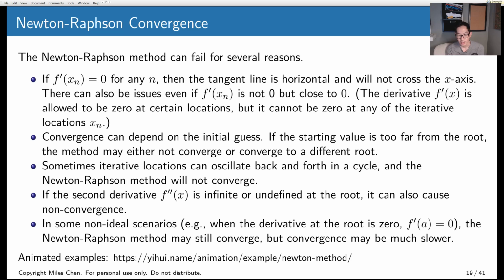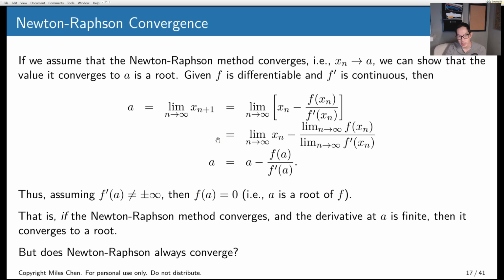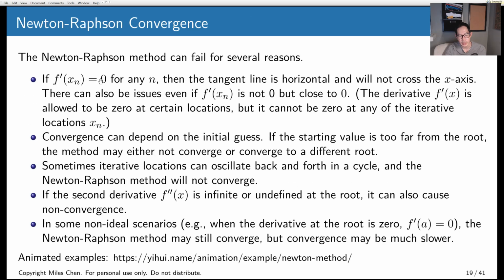But some reasons why it will fail to converge, okay, is if the derivative is equal to zero. The derivative can equal zero in general, but if it happens to be at one of the locations that you check, at one of the iterations, if the derivative happens to equal zero, then the next tangent line will be parallel to the x-axis, and you won't be able to get the next location, right?